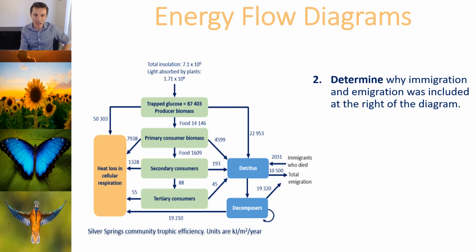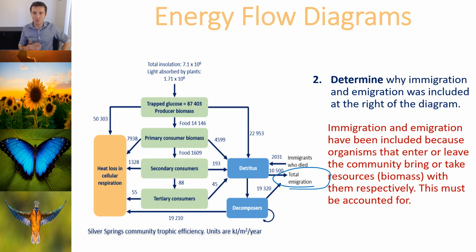Now, these are individuals that were not previously in here. For example, with emigration, they're ones that have actually come into the environment and left the environment, and immigrants are ones who have come into that environment. So they're included to the right simply because organisms that enter or leave the community are going to bring or take resources, i.e. biomass, that total amount of living organic matter, with them.